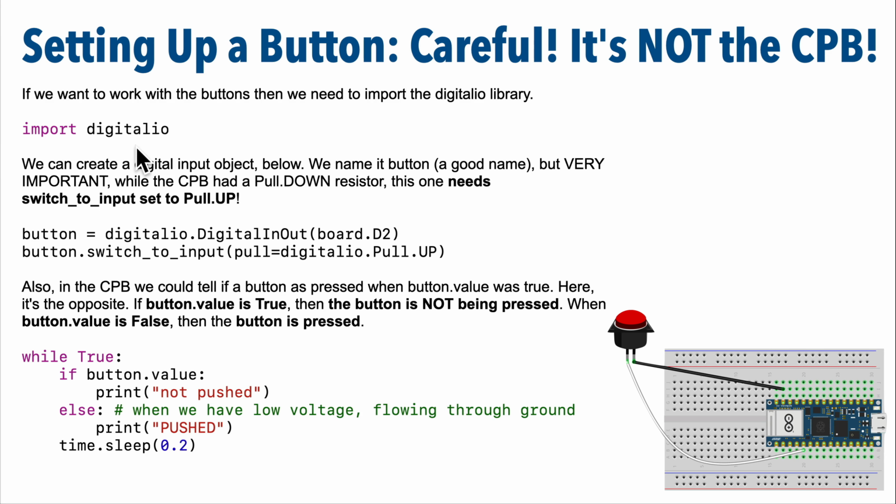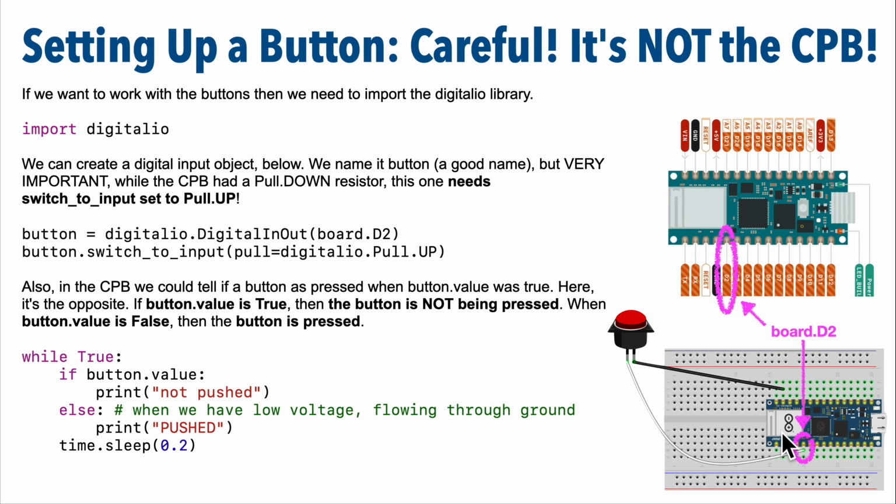So what is the same is that we'll import digitalio. That's because buttons are digital input devices. Then we'll declare a digital input output object. I'm going to call mine button here. And I have this one hooked up to pin D2 on my board. I'm going to demonstrate this in an Arduino Nano RP2040 Connect. You can use the same code with any other CircuitPython board.